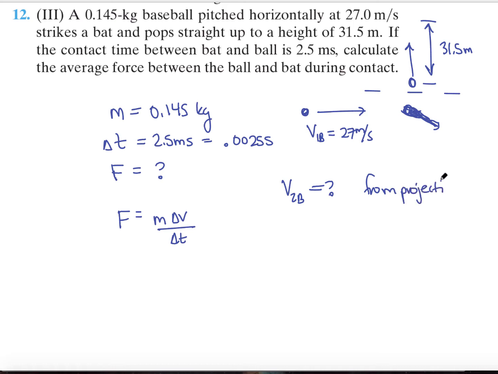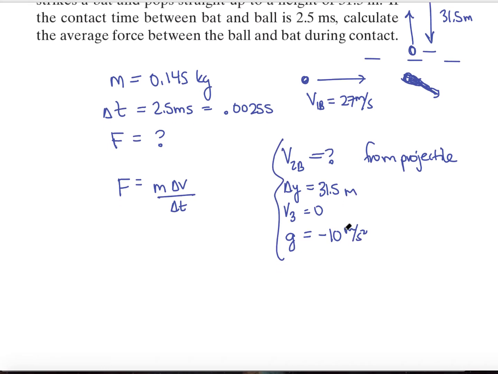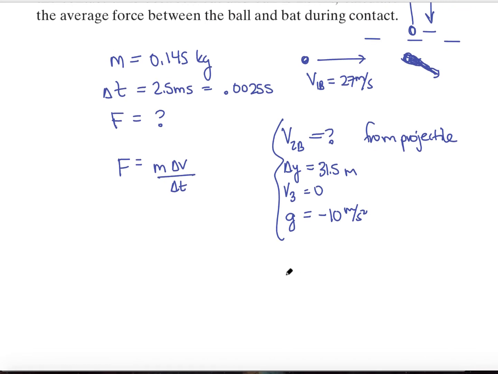Well, we're given a maximum height, so we can actually say that delta y is equal to 31.5. We know that up here it's going to stop for an instant, right? So we'll say V3 is equal to 0. Delta y is positive 31.5. G is negative 10. So let's find that initial velocity for a projectile. So we're going to go ahead and use the third kinematic equation here, which starts off as v squared is equal to v naught squared plus 2a delta y in this case.